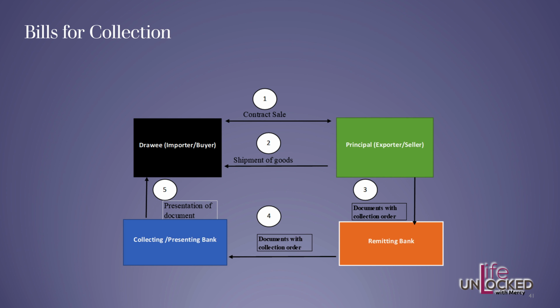And if you look at arrow number 3, the exporter is sending the document to the remitting bank after shipping the goods, which is arrow number 2. And from arrow number 3, you see 4 going to the collecting bank. That means the remitting bank is sending the document to the collecting bank. Arrow number 4 is showing that the collecting bank is sending the document to the drawee. Very simple and very straightforward.